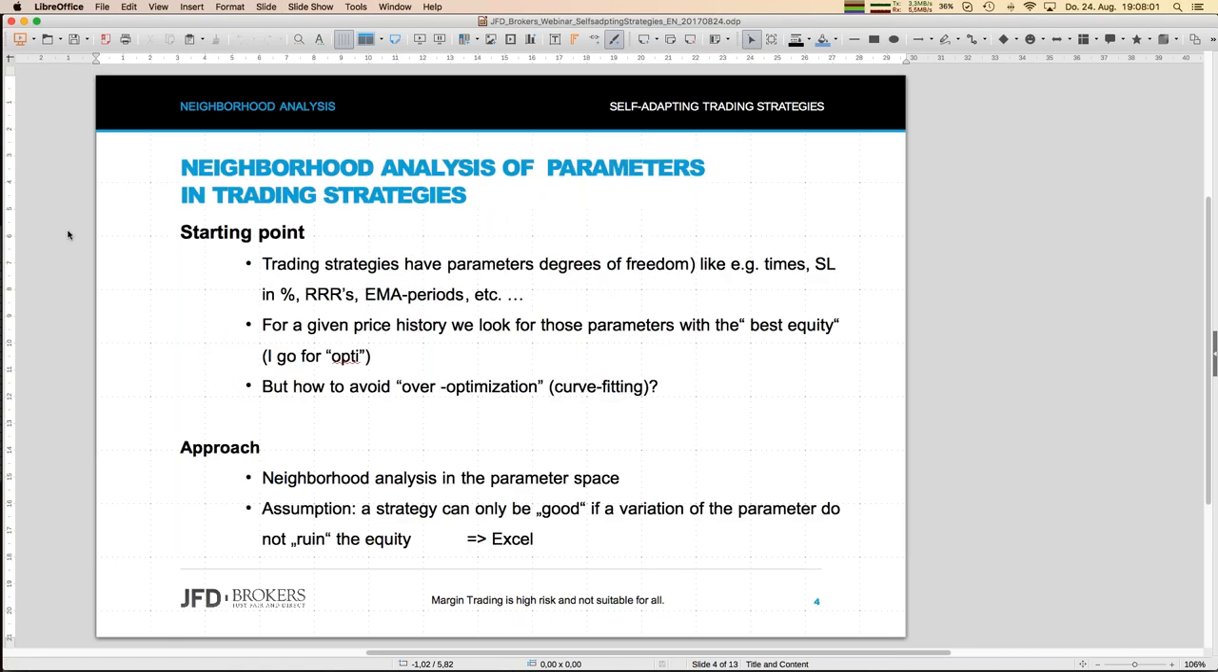Okay, let's get direct into the neighborhood analysis of parameters in the trading strategies. Let's get first to a specific starting point to discuss it a little bit better. So we know, if we talk about trading strategies, that our trading strategies in general, or in most cases, have different parameters, what we call degrees of freedom. And an example for those kind of parameters might be times, like open range breakout times and so on.